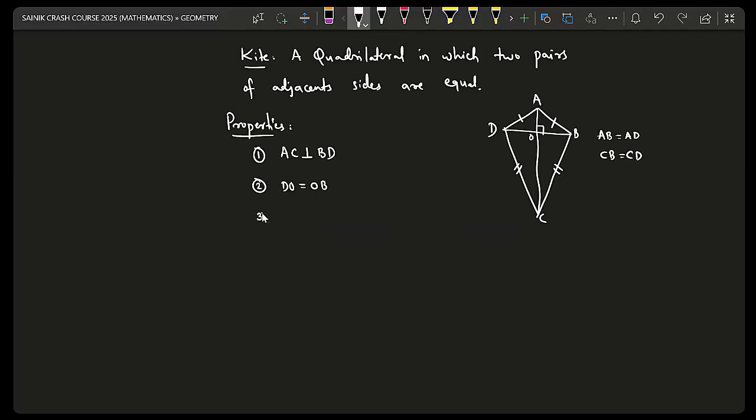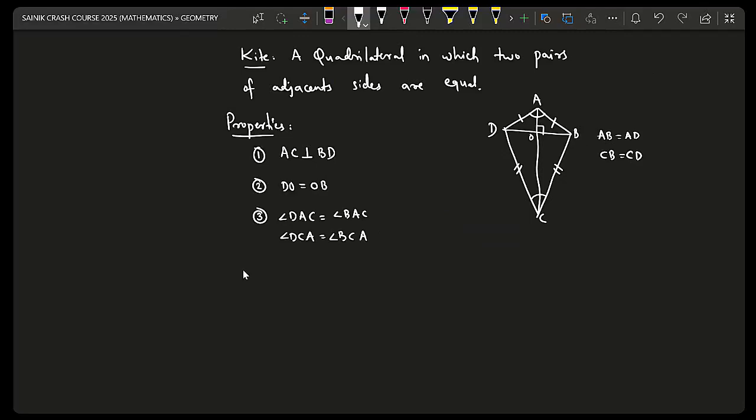And one more property: it is going to bisect the angles, like angle A and angle C. So we can say angle DAC is equal to angle BAC, and also angle DCA is equal to angle BCA. Such a property is observed in rhombus also. In rhombus also, if you draw a diagonal, it is going to bisect the angle where it is drawn. These are the properties of kite.